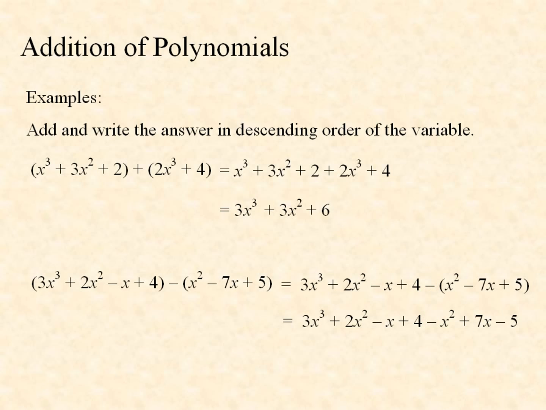Now we can add the like terms. 3x third is a loner. 2x squared minus x squared is 1x squared. The negative x in the 7x is 6x, and 4 minus 5 is negative 1. So there's our answer, and the terms are written in descending powers of x.